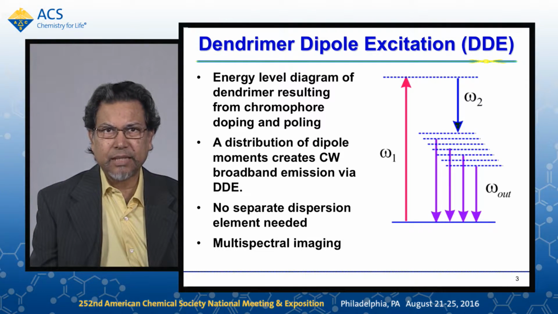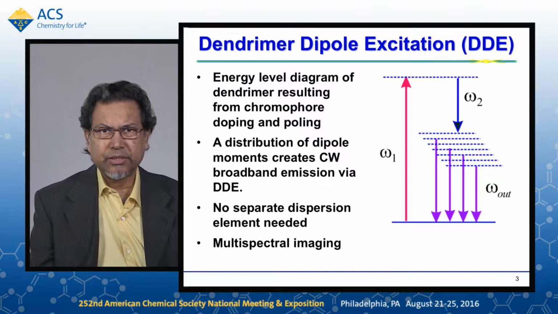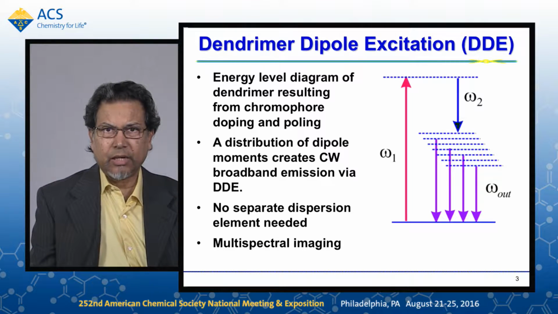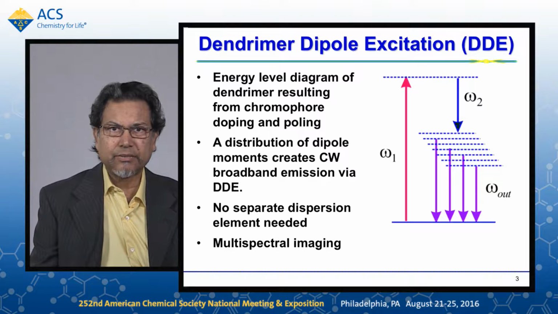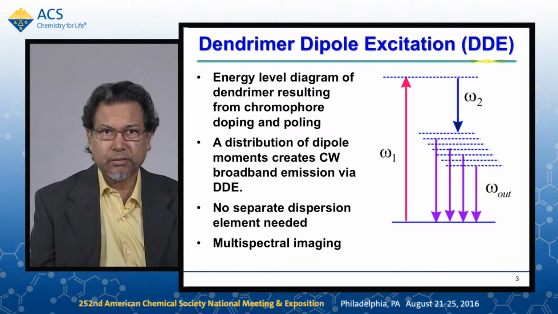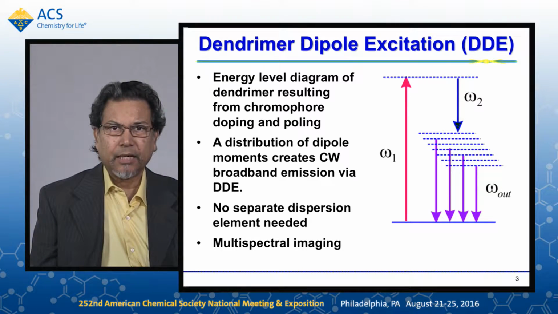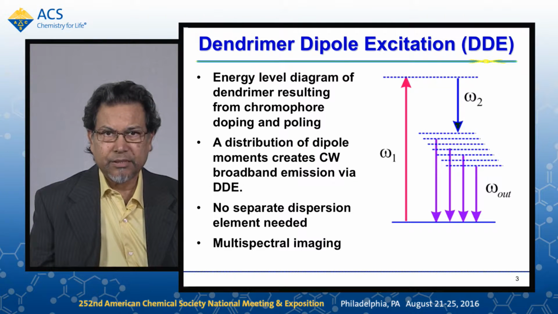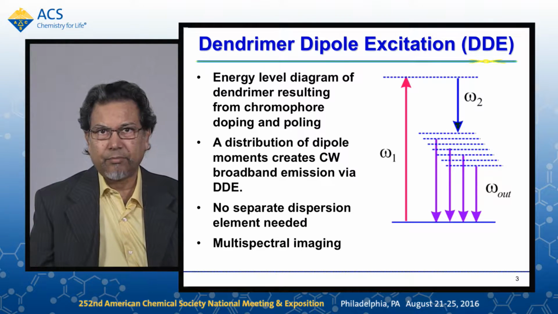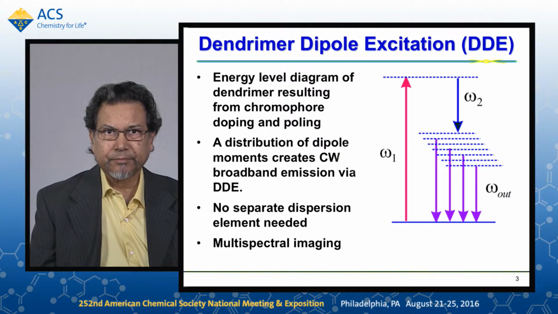The mechanism that we use for generation of terahertz is what we call dendrimer dipole excitation. Details have been published, but it gives us a way of getting continuous wave, wide broadband terahertz radiation. It can also be pulsed, but it allows us multispectral imaging in a very convenient way.